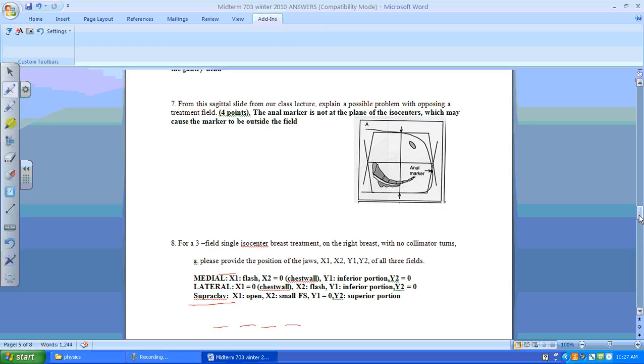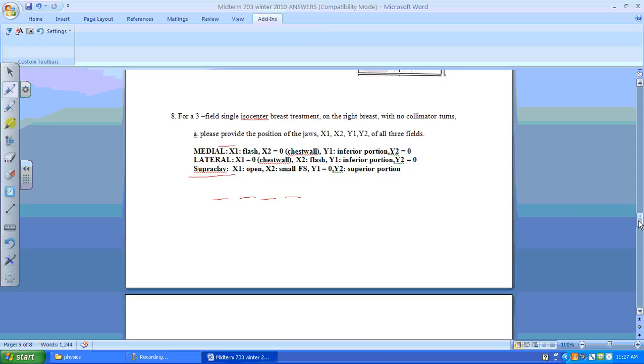Well, if you just oppose that field, since your isocenter is anterior to the marker, that field is going to be smaller than you want it to be, and therefore you're going to miss the marker with this field. Okay. And of course, that's not all you're treating. You're treating all of this, but that's the most inferior point, and the doctor wants to include that in the treatment.